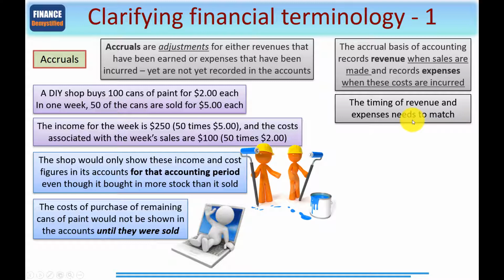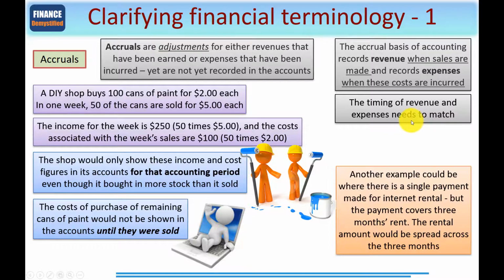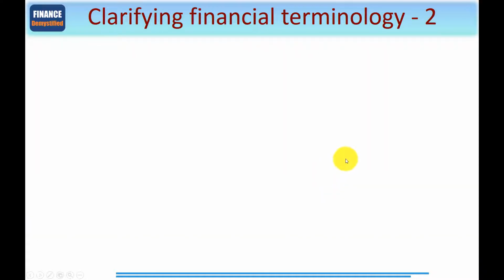Let me give you one further simple example. Let's suppose you're making a single payment for internet rental, something I've just recently done because I've moved. But the payment covers 3 months' rent, in which case in your financial records, the rental amount would be spread across the 3 months. Now, there are 4 aspects, or principles, if you will, of accounting. So this isn't just terminology, it's, if you like, the best practice behind everything that we'll be doing.